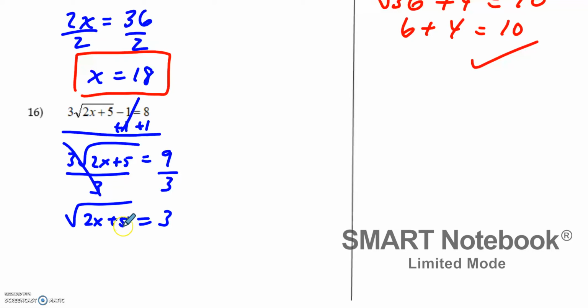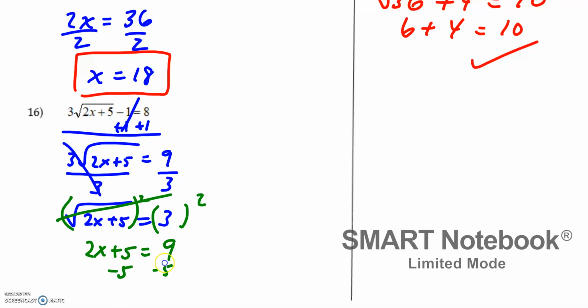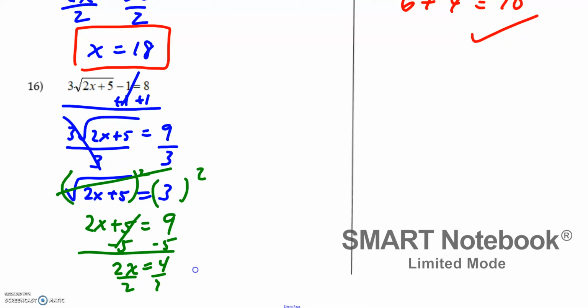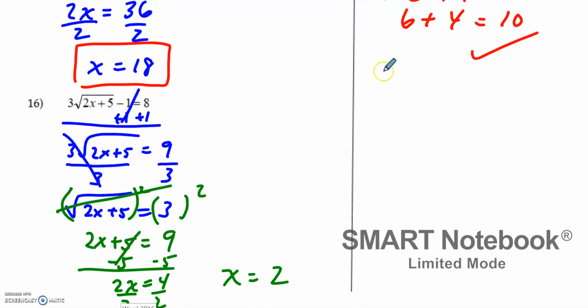I cannot move the 5, cannot move the 2 until this radical is gone because everything's stuck under there. So I'm going to square each side, have 2x plus 5 equaling 9. And now that everything's free, I'm going to solve the equation normally. Subtract my 5, get 2x equals 4, divide by 2, and get a hypothetical answer of x equals 2.